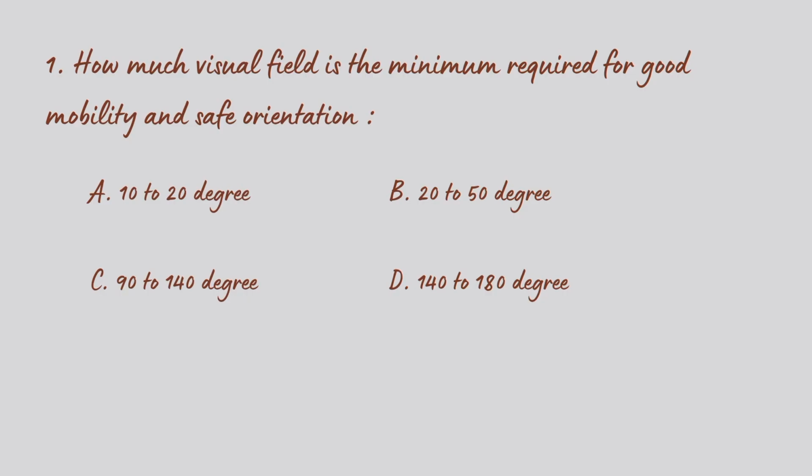First question, how much visual field is the minimum required for good mobility and safe orientation? Option A 10 to 20 degree, option B 20 to 50 degree, option C 90 to 140 degree, and option D 140 to 180 degree. Correct option is option B, 20 to 50 degree.